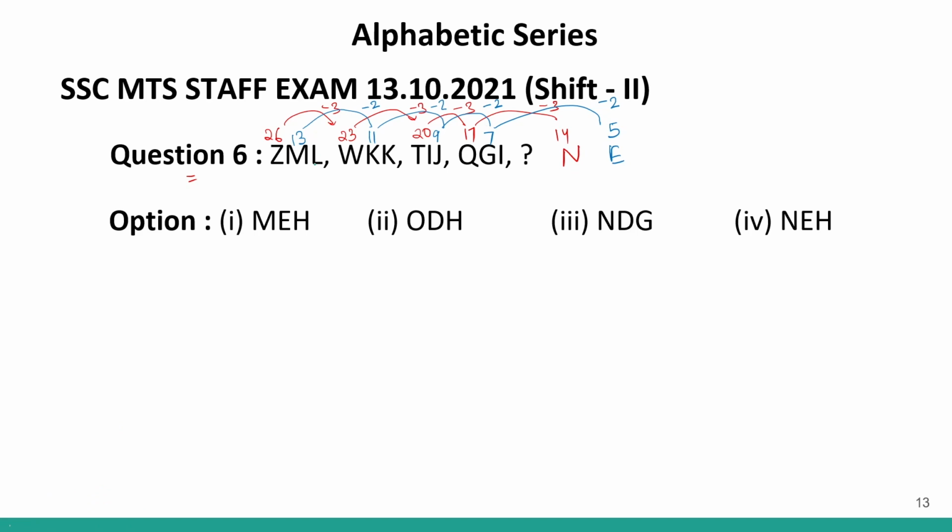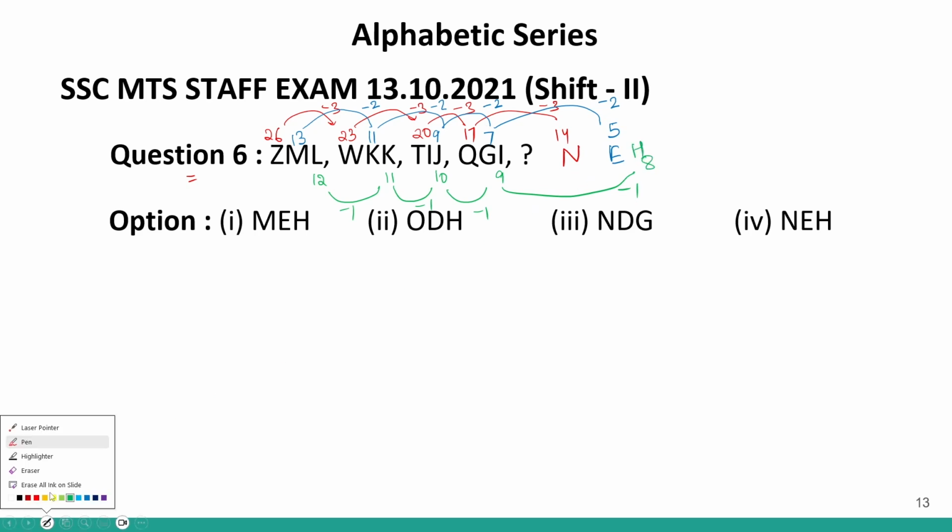Now let us look at the third one. So third, L is 12, K is how much? K is 11, J is 10 and I is 9. So this is minus 1, minus 1, minus 1. So now I will go minus 1. Minus 1 will give me 8 and at 8th position we have H. So my entire missing element will be NEH, which is given in option number 4. So option number 4 will be the correct answer to this question. Clear?